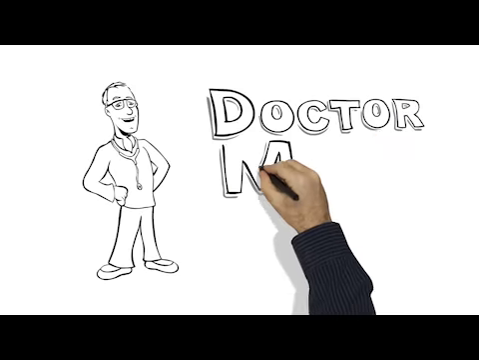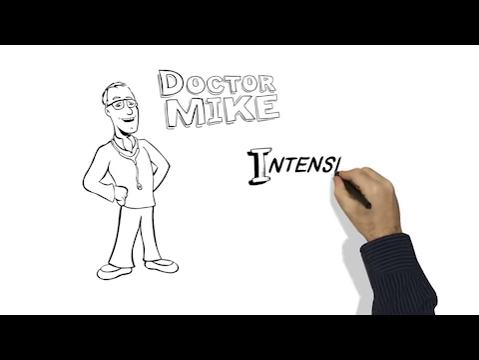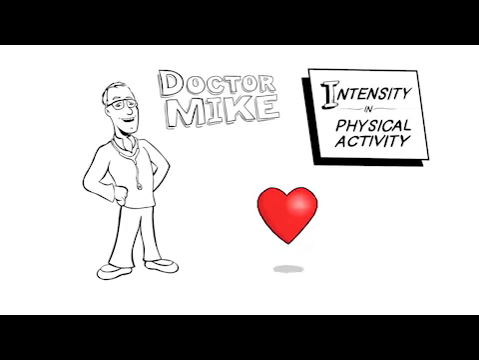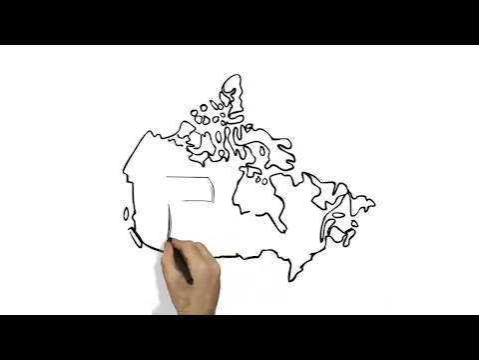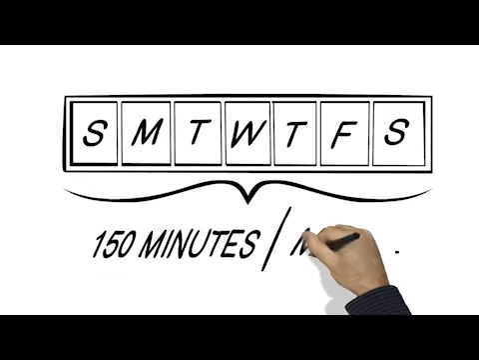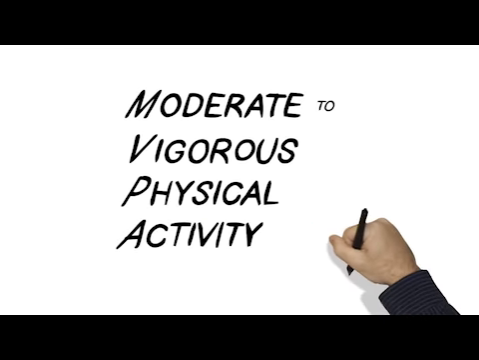Hi, I'm Dr. Mike Evans, and today we're talking about the importance of intensity in physical activity. The stuff that gets your heart pumping. To meet Canada's physical activity guidelines, you need to do at least 150 minutes weekly of something called MVPA. So MVPA stands for moderate to vigorous physical activity.